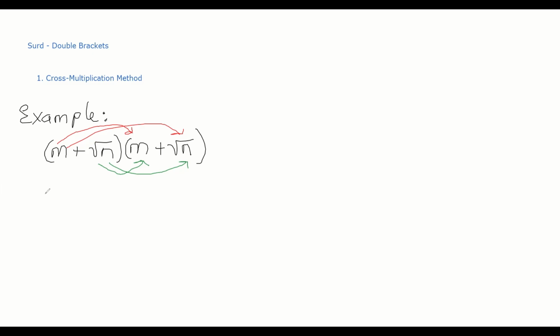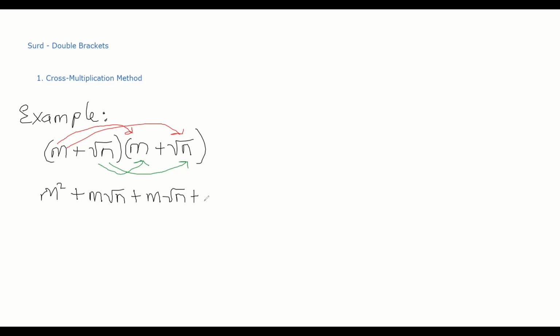So when we do that, we're going to have m times m gives us m squared, and then m times root n gives us positive m root n. So we'll move on to the second variable here, which is root n, and multiplied by m also gives us positive m root n. Here we have root n multiplied by root n. That gives us n.